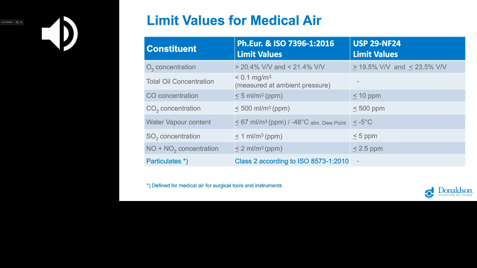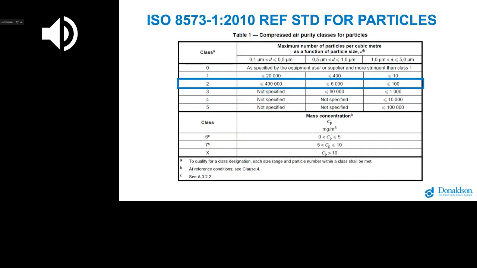What is interesting is that the European pharmacopoeia states that they have a requirement for particulates to meet Class 2, according to the standard we mentioned earlier, ISO 8573-1. This specification is only used for surgical tools and instruments and does not apply to all applications within medical air. However, what we have is an overview of the particulate levels required by Class 2 air to the ISO 8573.